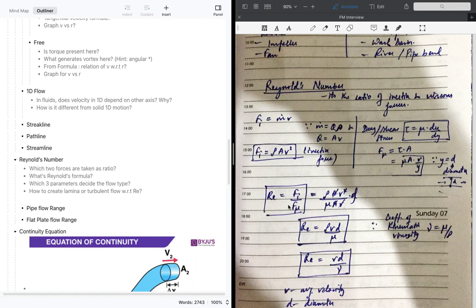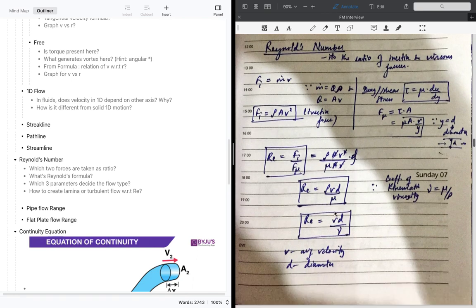When we create the ratio, that is the Reynolds number is equal to inertial force by viscous force, when we derive the equation, we get such a relation: density times velocity times the diameter by mu, that is the dynamic viscosity. And we know that the coefficient of kinematic viscosity, gamma, is equal to mu by rho, and from this we can get such a relation.